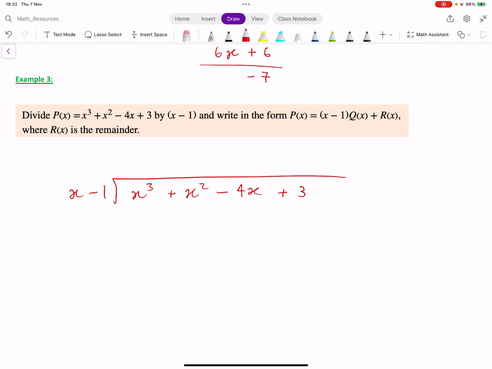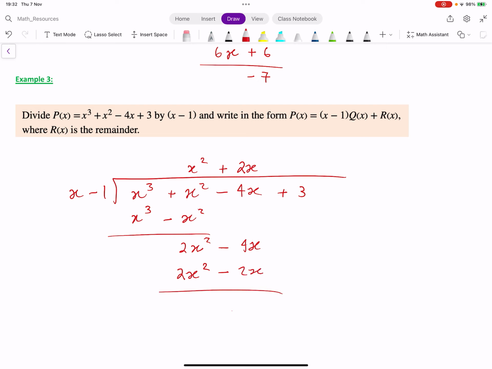Okay, what we have to multiply x by to get x cubed is x squared. x times x squared is x cubed, plus x squared. We're minusing the two, that dies. 1 minus minus 1 is 2, x squared minus 4x. Okay, ask yourself, what do I have to multiply x by to get 2x squared? The answer is plus 2x. So 2x squared plus 2x, multiplying those through. Minus 4 minus 2 is minus 2x plus 3.